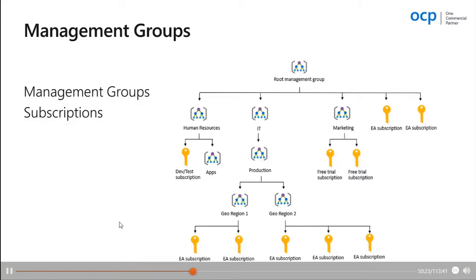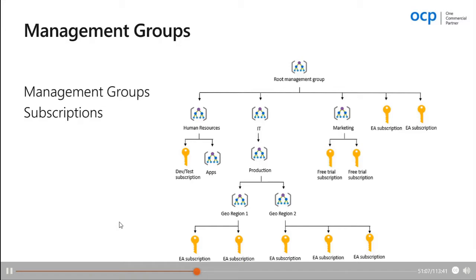One higher level that I have from subscriptions is called management groups. And I'm a huge fan of this so that I can organize the subscriptions of my customers. So in here, you can see that I have a root management group. Then I have, in a hierarchy, on a second level, human resources, IT, marketing, and then I have the subscriptions. So for example, let's talk about human resources. I have another level that says dev and test subscription, and I have apps. I have IT. On the IT, I have production, and then Geo Region 1, Geo Region 2, and I have several subscriptions there.